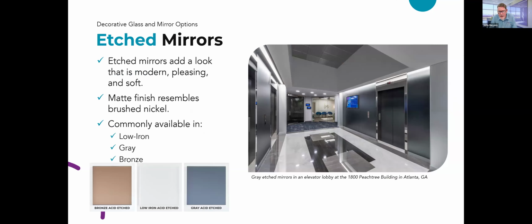Etched mirrors add a modern, soft, matte look to the mirrors. Some describe it as a brushed nickel look. Different glass colors can be used to create different shades of etched mirrors to achieve the look and feel desired. Colors commonly available are clear and bronze and gray.